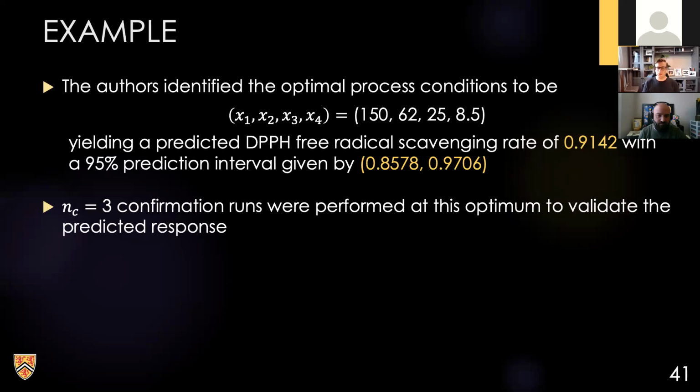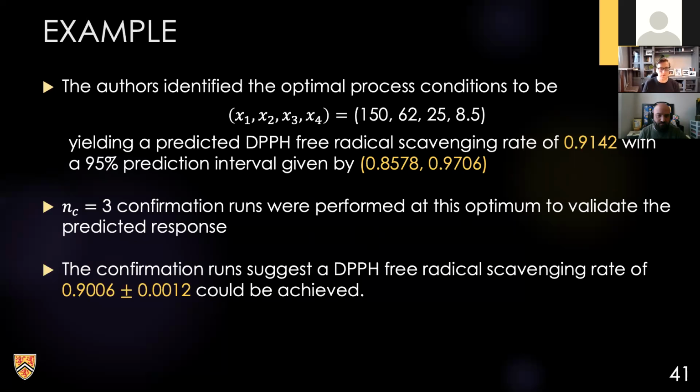Now they wisely did a confirmation experiment. They wanted to validate that predicted response. So they did 3 confirmation runs at that optimum, and that optimum, this configuration of the factor levels that you see here, was not one that was studied in their previous experimentation. So they did 3 confirmation runs there.